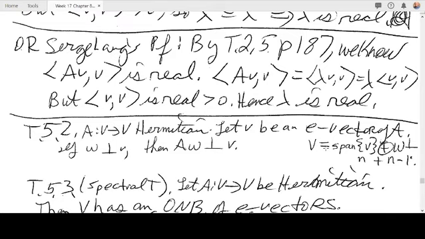Now, Theorem 5.2. This is a good characterization concerning eigenvectors for Hermitian operators. When A is a Hermitian operator and V is an eigenvector of A, okay? Now, if W is perpendicular to V, then AW is also perpendicular to V. All right? That's important.